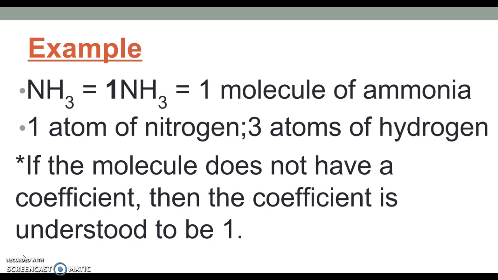NH3, so there is not a subscript after the N, but it's understood to be 1. So there's 1 atom of nitrogen. There's a 3 after the hydrogen. That means there's 3 atoms of hydrogen. So if the molecule does not have a coefficient, a big number in front, then it's understood that it's just a 1.